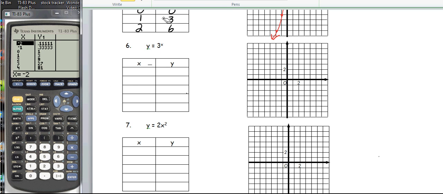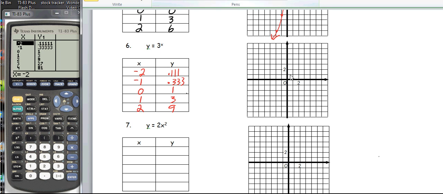So here I'll come over here, and we'll put in -2, negative 1, 0, 1, and 2. Our y values are 0.111, 0.333, and then it's 1, 3, and 9.